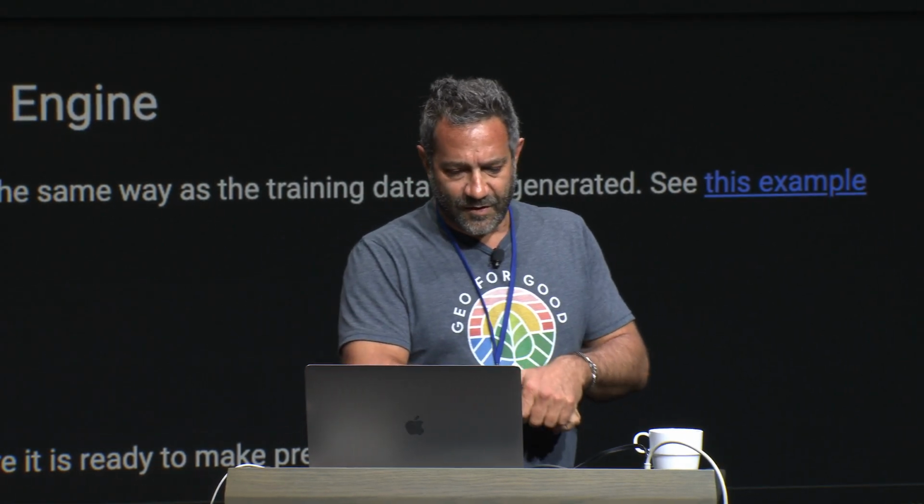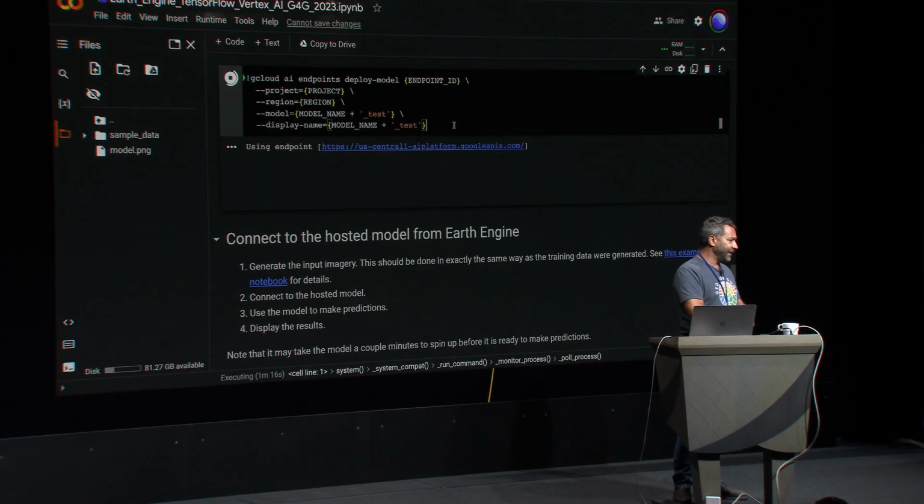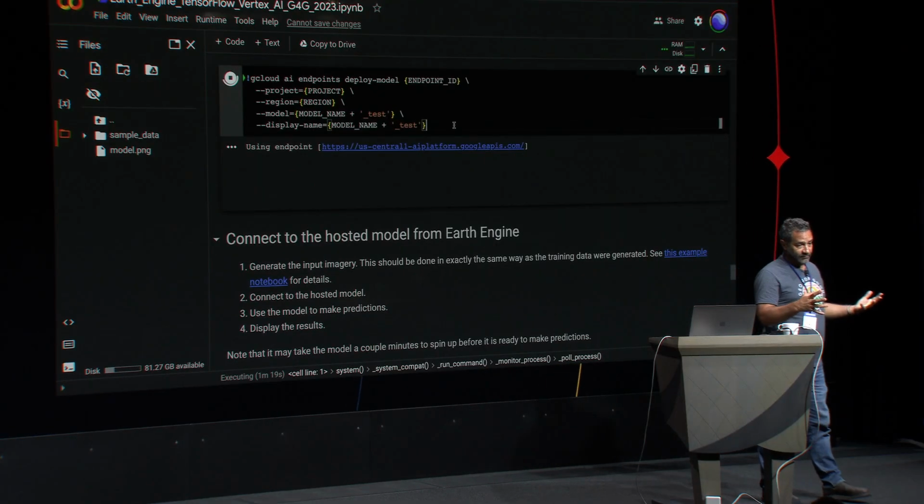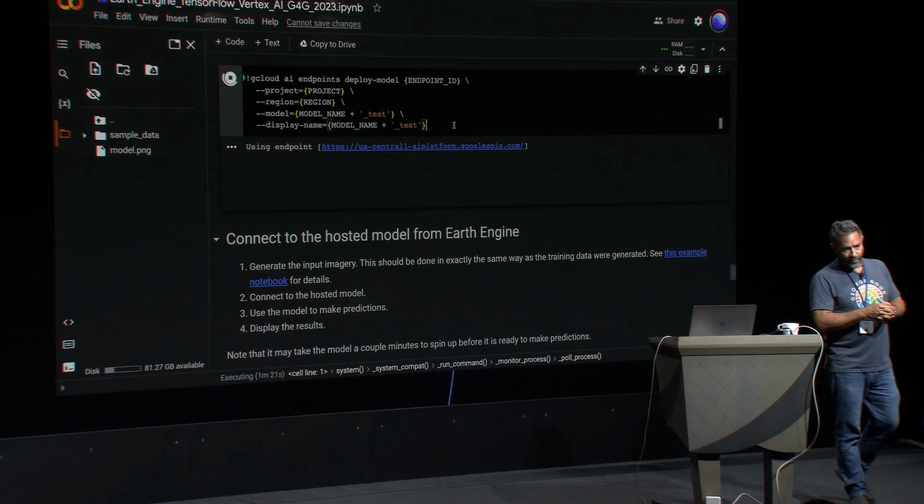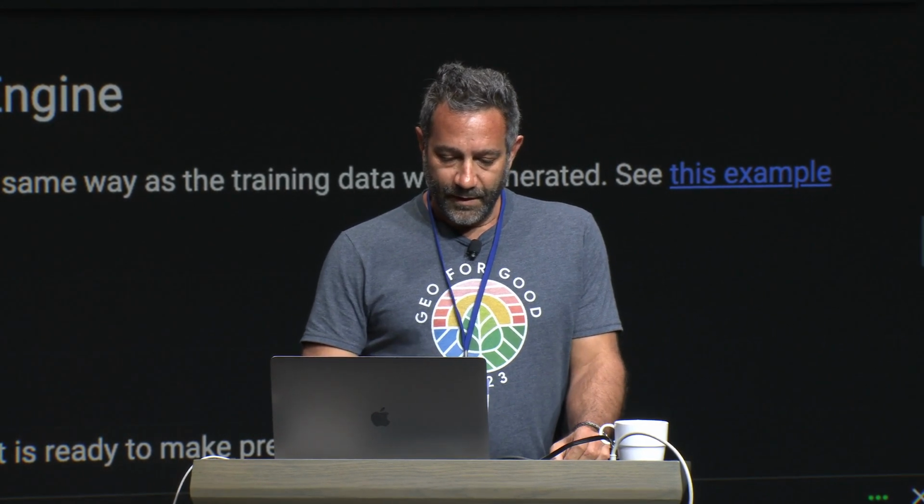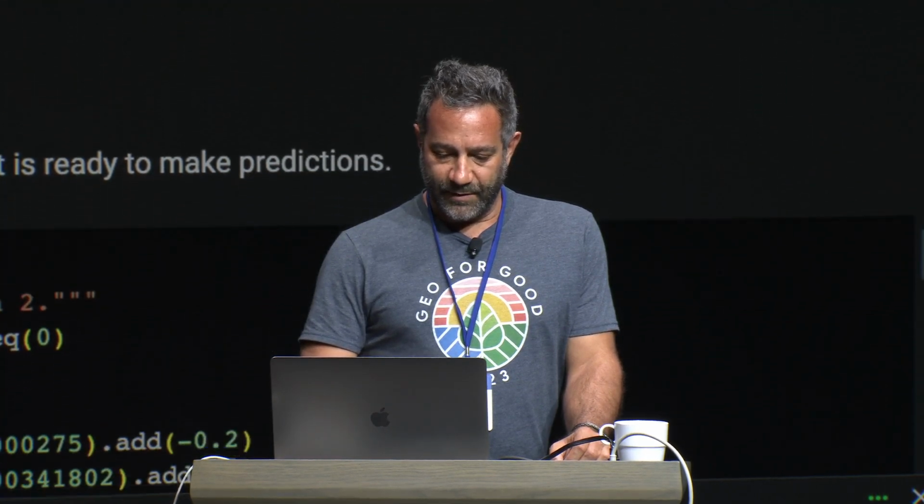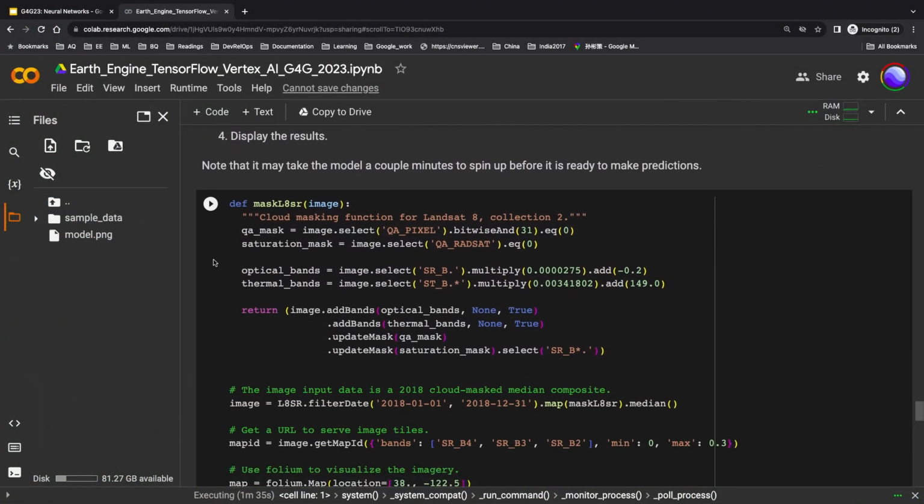I think this is also where you would specify number of replicas and some other scaling parameters. If you're running a really big predict job, you might want more than one machine and accelerators on the machines and the whole nine yards. Okay, once this thing is deployed, we should be able to connect to it from Earth Engine.